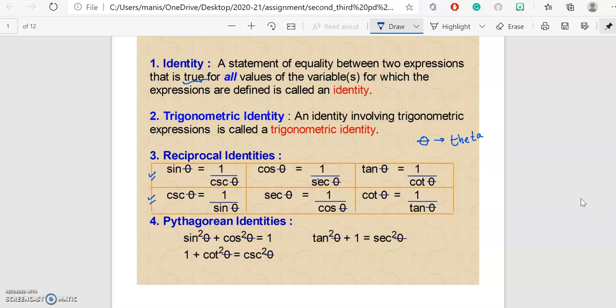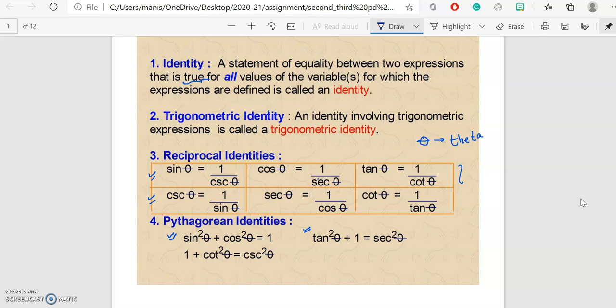Sine square theta plus cosine square theta is equal to 1. You have to memorize this. Tangent square theta plus 1 is equal to secant square theta. 1 plus cotangent square theta is equal to cosecant square theta. When I will be solving some problems in the upcoming slides, I will be pulling these formulas again and again, just to let you know which formula I am using.